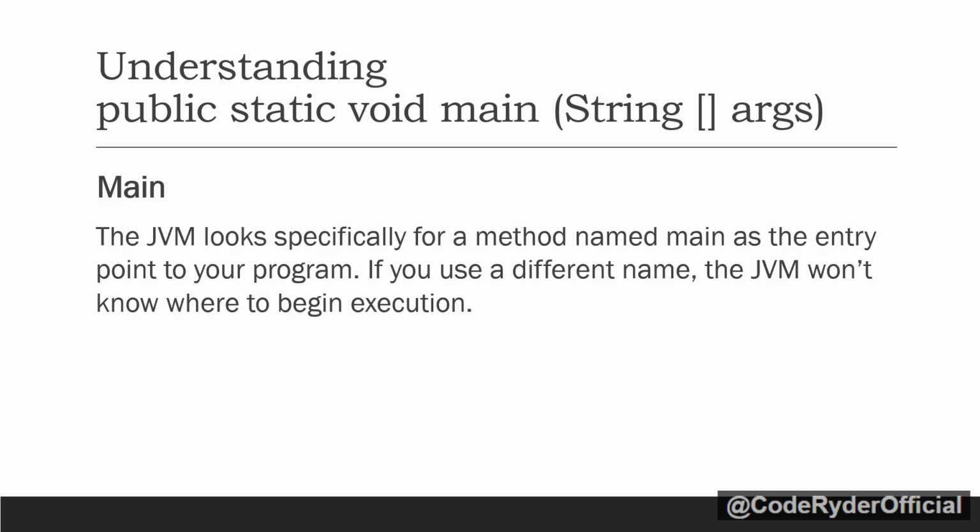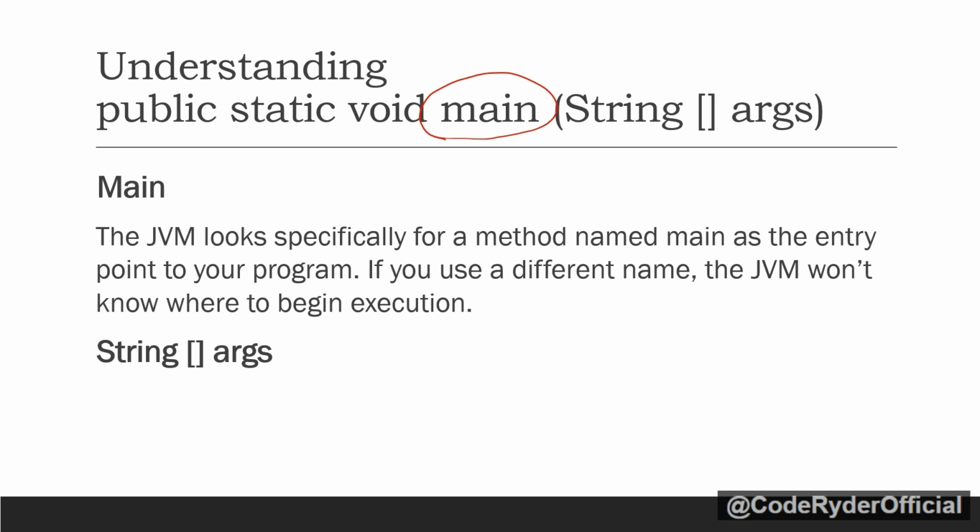Now coming to the word main. The JVM will explicitly look for the method name main as the entry point to our program. So if you create a method with some other name, say public static void ABC, the JVM will not be able to find the main method, and it will not call your ABC method either, because that is not listed in its execution steps. So it will not be able to run the program. The JVM won't know where to begin the execution.